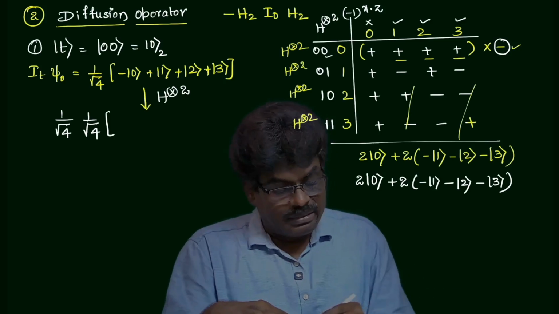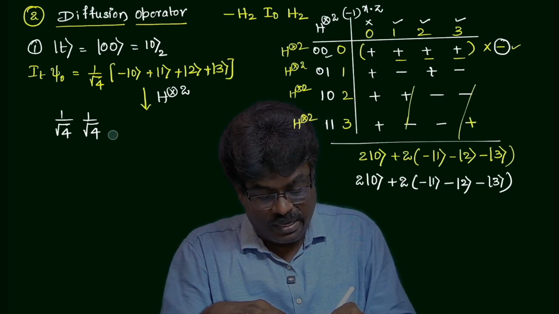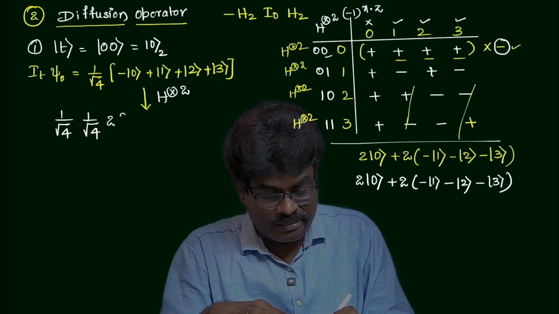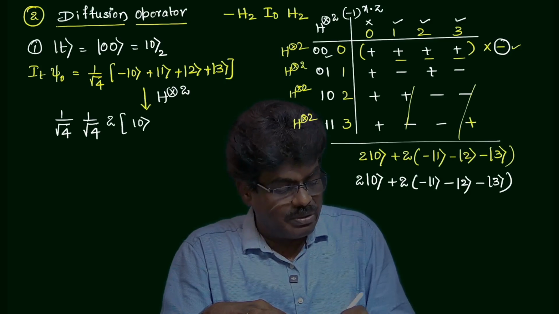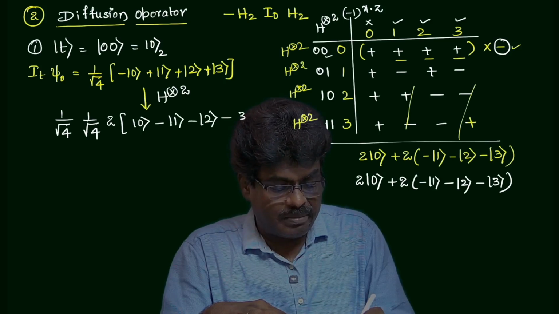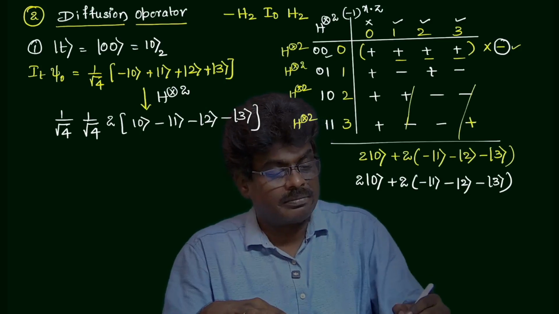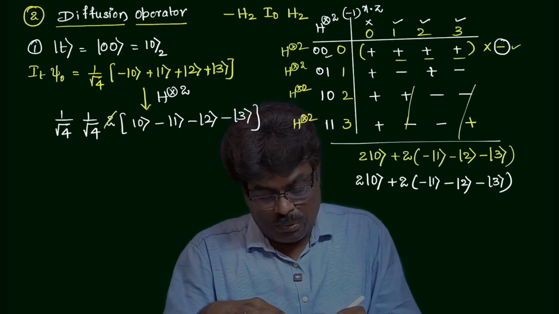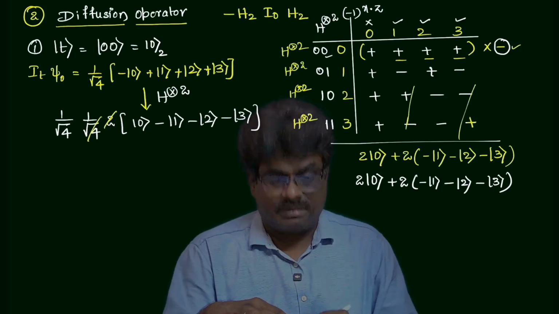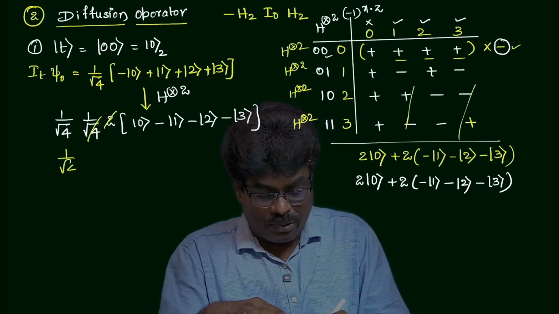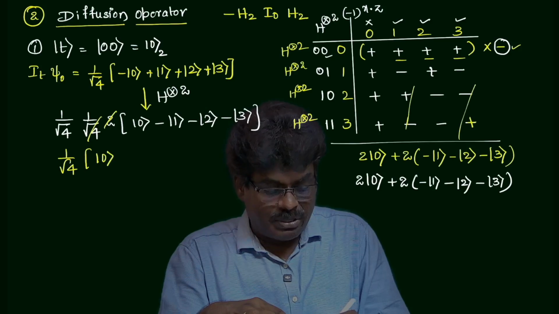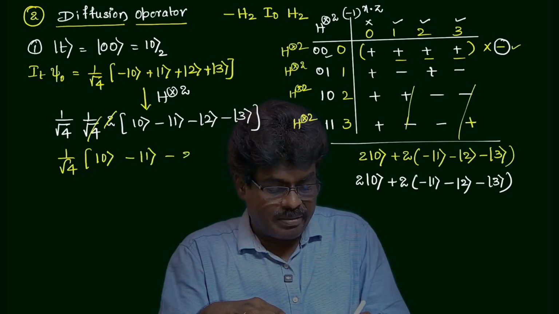So that's it. We can take 2 common again. So this is 0, minus 1, minus 2 and minus 3. So this 2 and root 4 get cancelled and we got 1 over root 4, 0, minus 1, minus 2, minus 3.